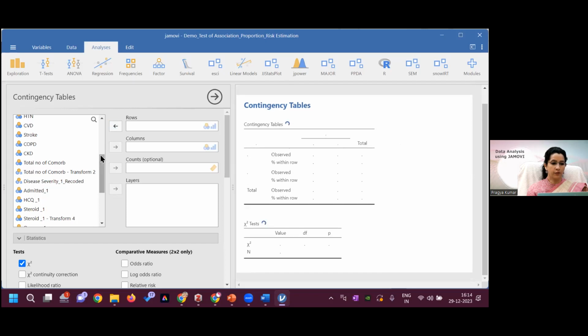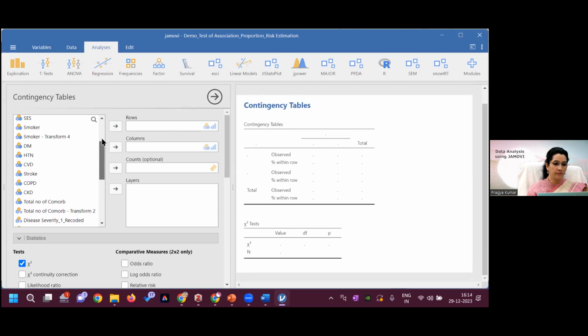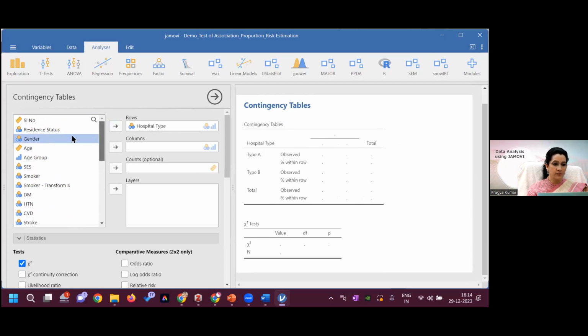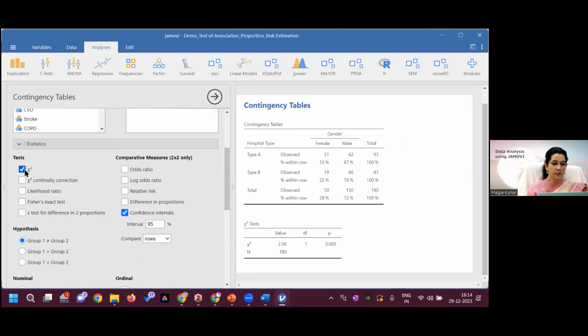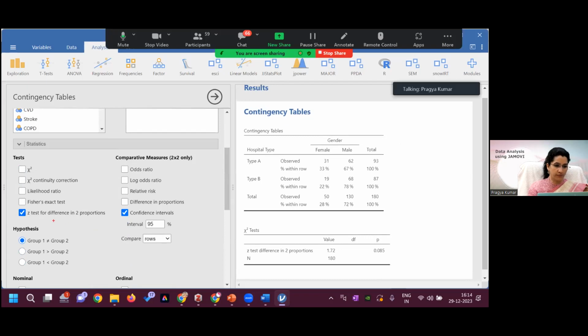So type of hospital is your independent variable. So if this is the hospital type, the independent variable, I'll move to rows, and COVID cases, male and female, this is gender. Gender I'll move to column. And then here in the options, you will see this is the option which I need to check: Z test for difference in two proportion.